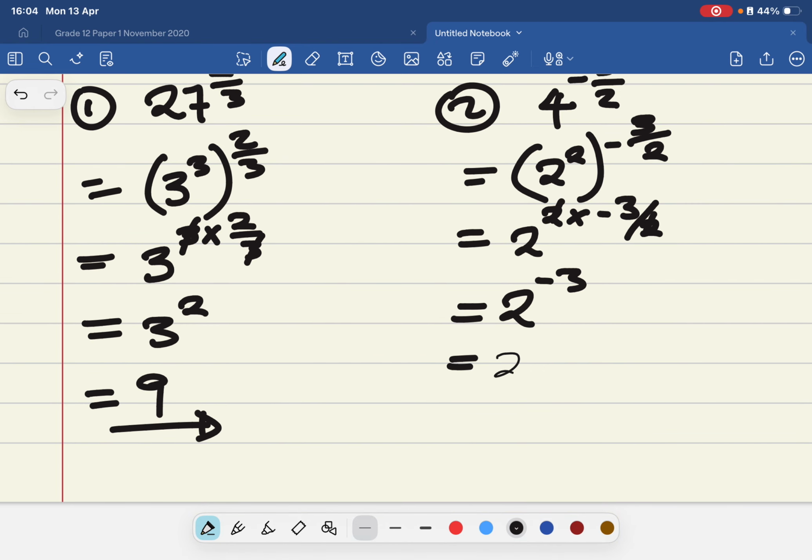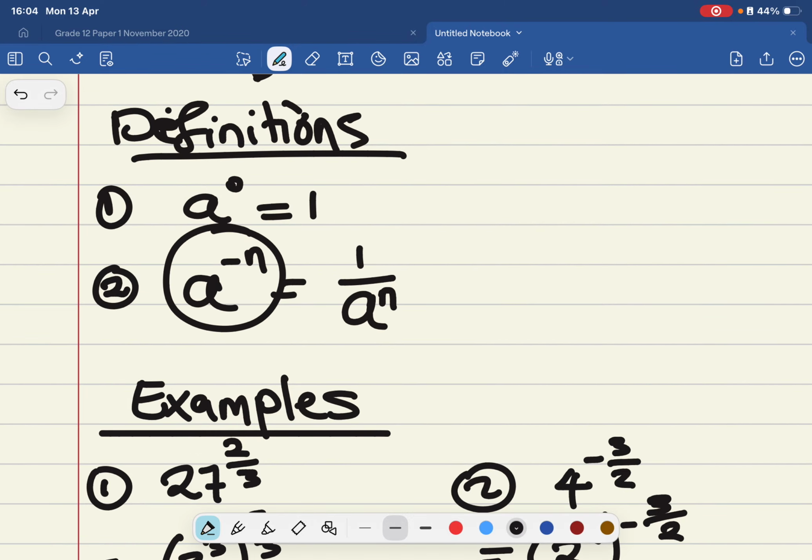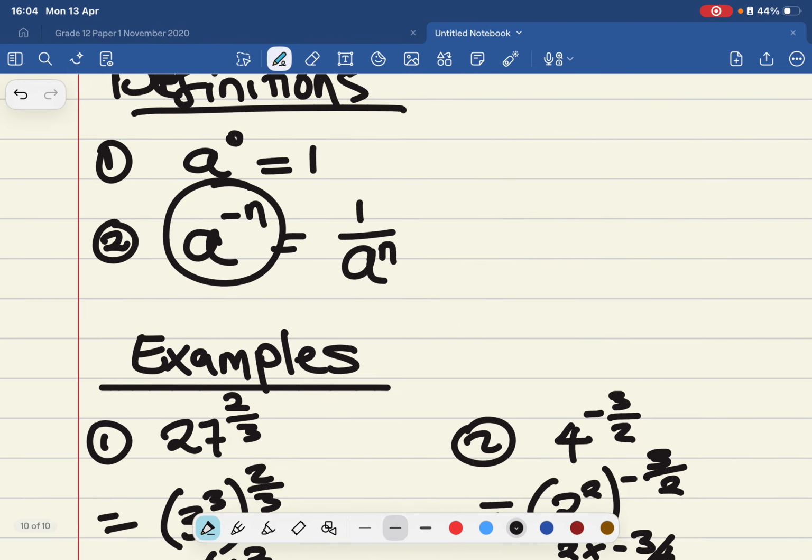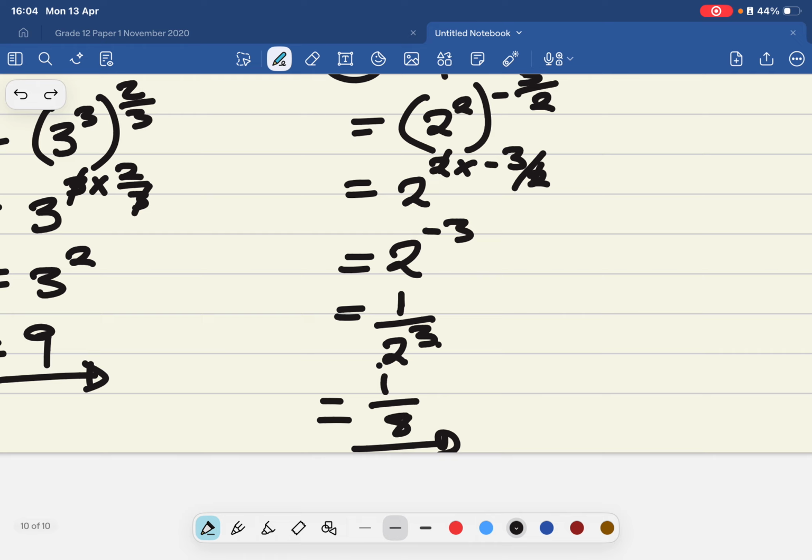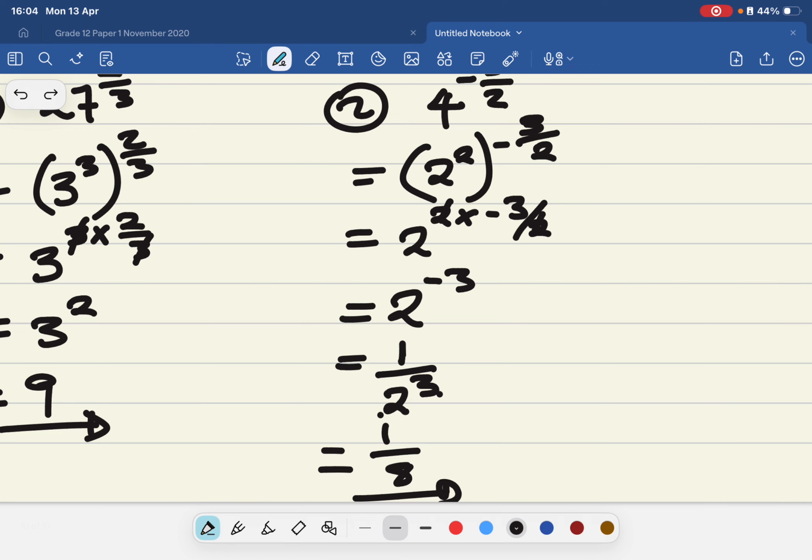So your final answer will be 2 to the power of negative 3. According to the definition, if I have a negative, it's the same as 1 over 2 to the power of 3. 1 over 2 to the power of 3 is the same as 1 over 8. So here's the definition. When I have a to the power of negative n, I can write it as 1 over a to the power of positive n. So I have the same thing, a to the power of negative n, I can write it as 1 over a to the power of n.